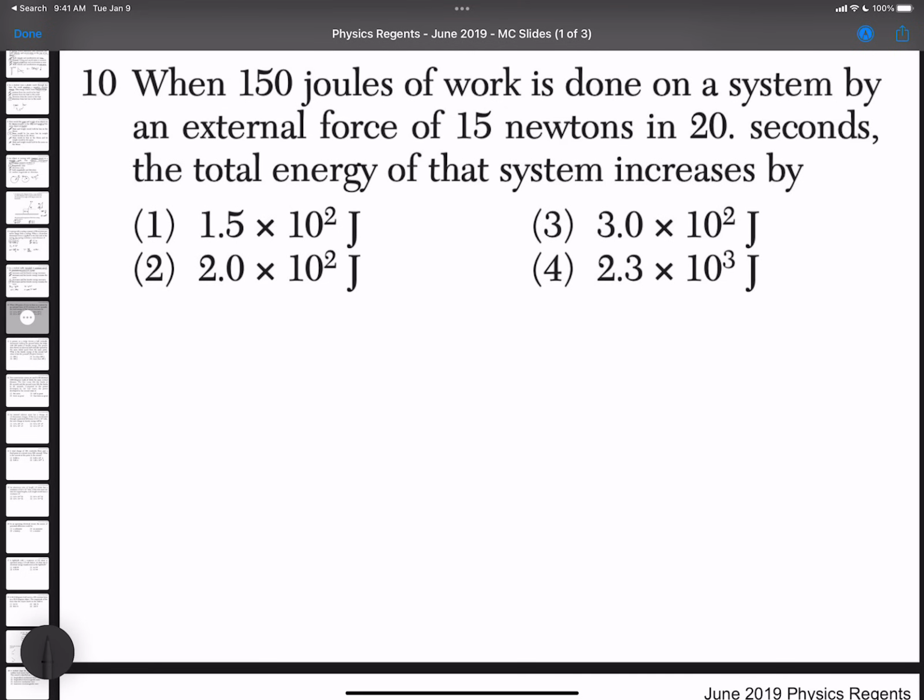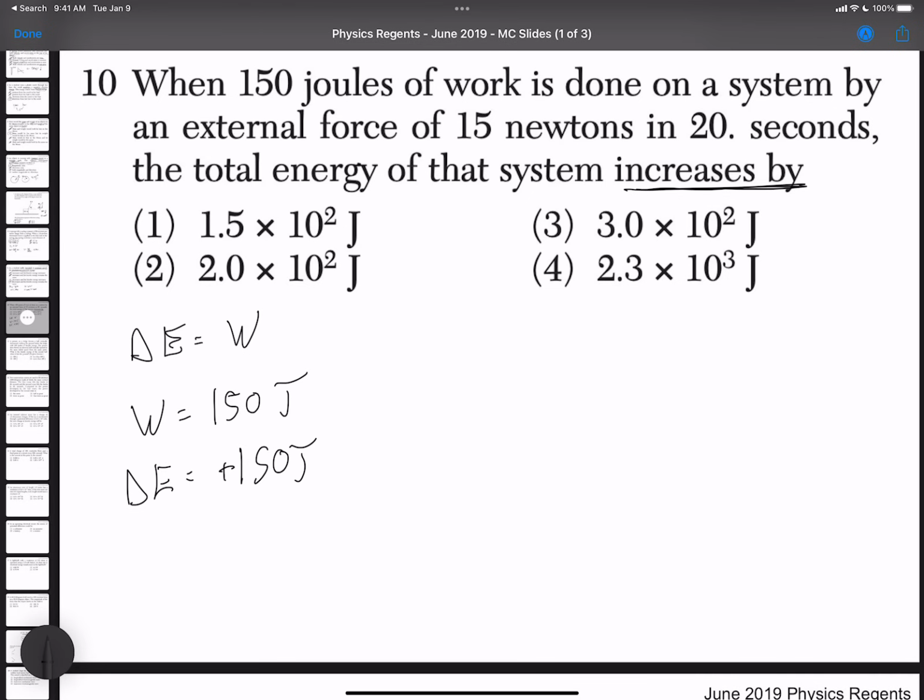All right, question 10. When 150 joules of work is done on a system by an external force of 15 newtons in 20 seconds, the total energy of that system increases by. And so we want to remind ourselves that the change in energy of a system equals the work done on that system. They're telling us that the work done is 150 joules, which means that the change in energy of the system is going to be plus 150 joules. We don't have to do any extra calculation here.